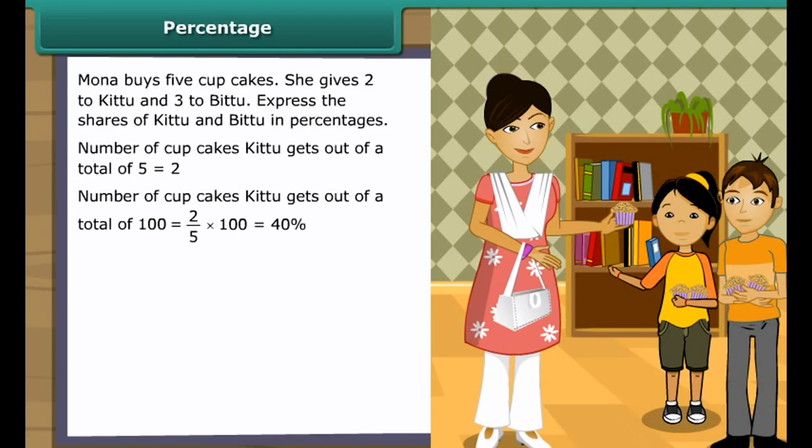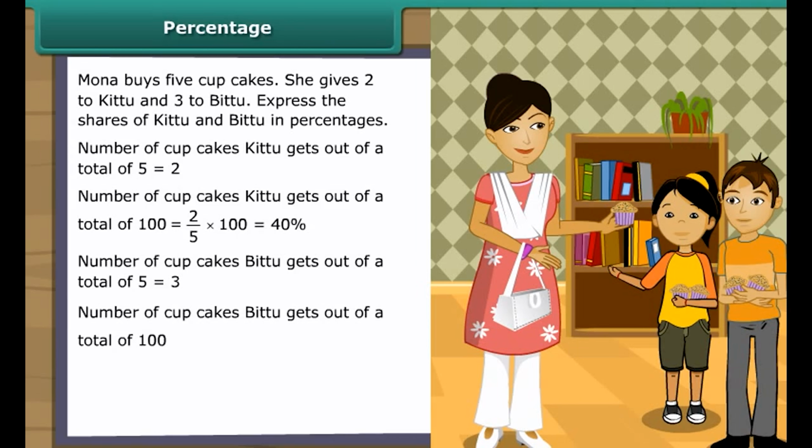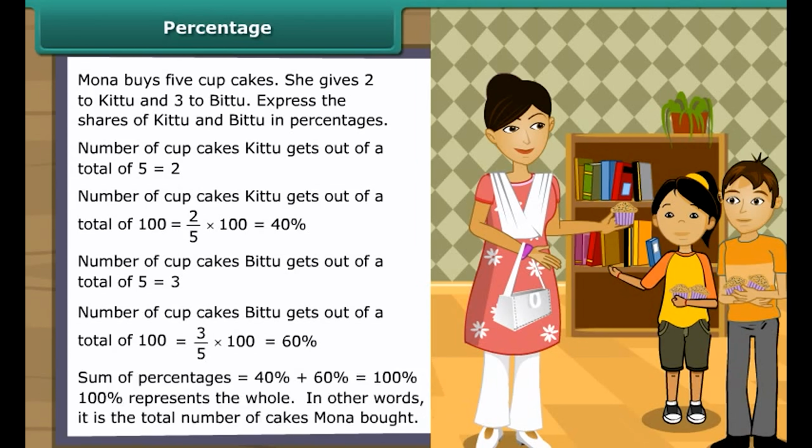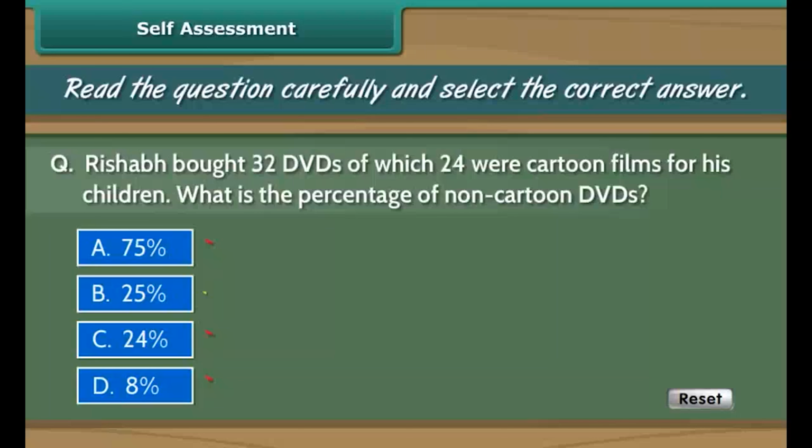is equal to 40%. Number of cupcakes Bittu gets out of a total of 5 is equal to 3. Number of cupcakes Bittu gets out of a total of 100 is equal to 3 upon 5 into 100, which is equal to 60%. Sum of percentages is equal to 100%. 100% represents the whole. In other words, it is the total. Self-assessment. Read the question carefully and select the correct option.